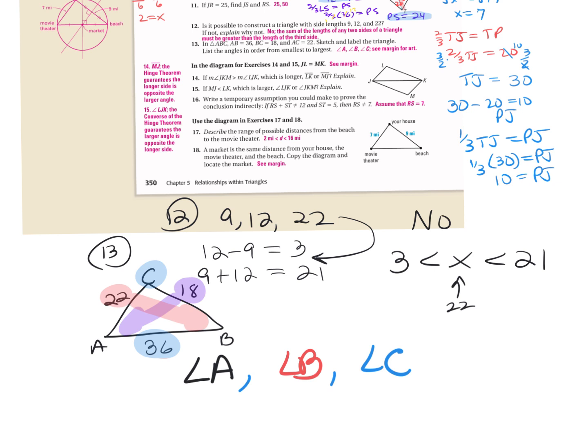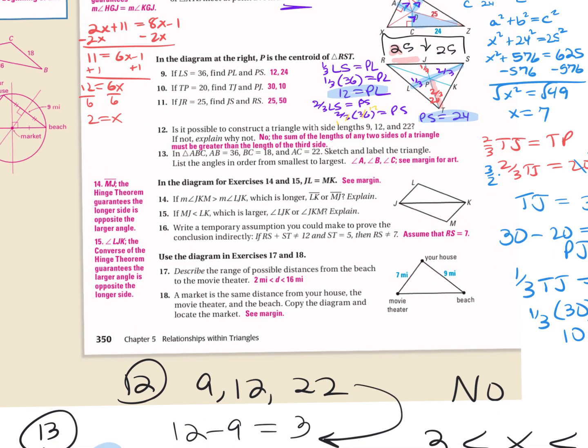And then number 14, this is where we have to do the triangle inequality theorems. So here they're telling us that angle JKM, so this angle here, is going to be greater than angle LJK. So if it helps you to put numbers, maybe you could say this one's 40 and this one's 30, just so you have to see which one's bigger or smaller. Just pick a number that's larger than the other one.